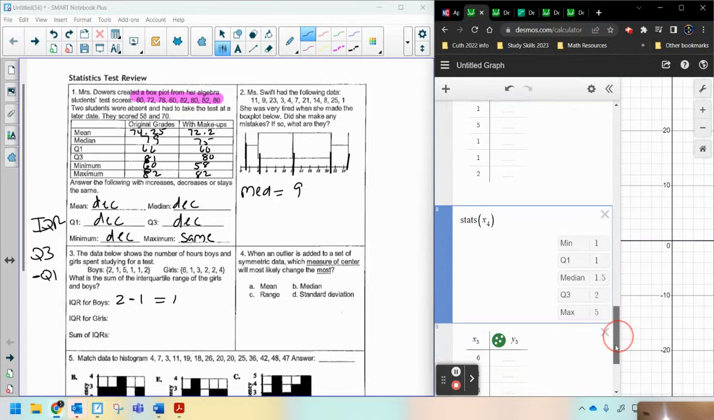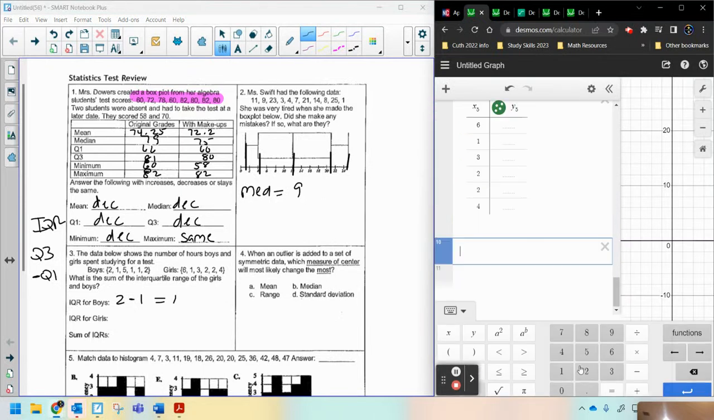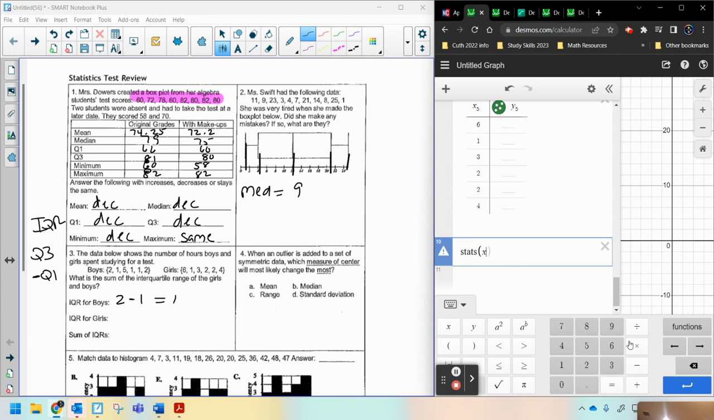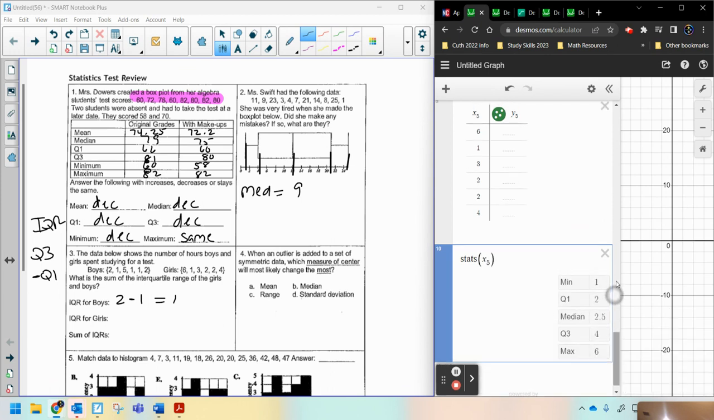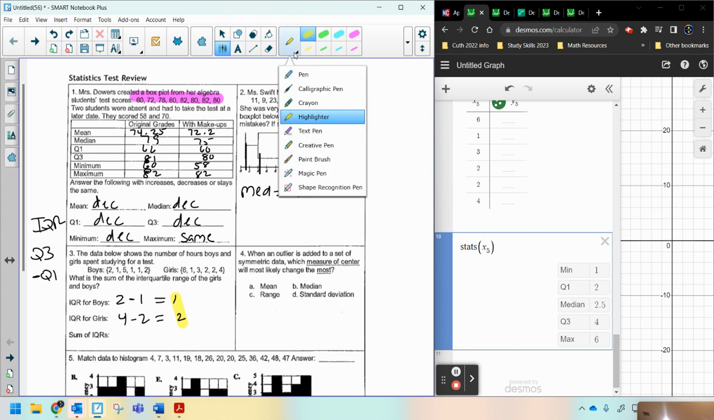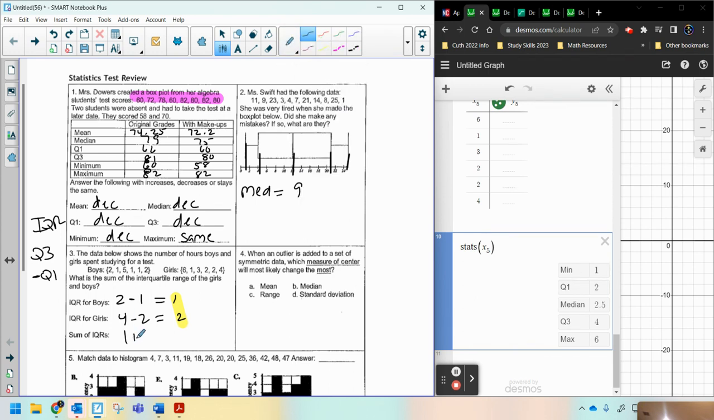Now let's get the girls' IQR. This is going to be X5 here. Stats, parentheses, X5. Q3 is 4. Q1 is 2. So we're going to do 4 minus 2, and that equals 2. The sum, what does sum mean in math? You know it. Sum means you're going to add those two numbers. 1 plus 2 equals 3.